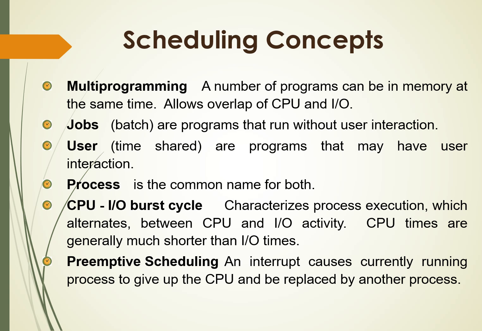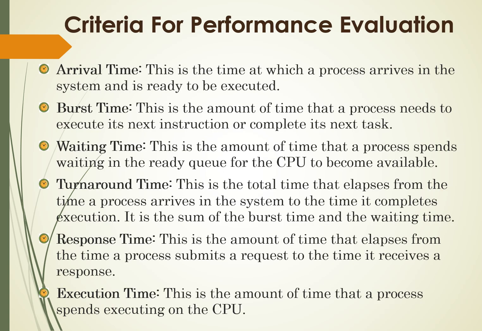Generally we are having two types of scheduling, preemptive and non-preemptive. Preemptive in the sense an interrupt can occur when the current process is running inside the CPU and that can be replaced by another process. That is called preemptive scheduling. Whereas non-preemptive in the sense when the process gets inside the CPU, it should complete its execution and then it can leave the CPU.